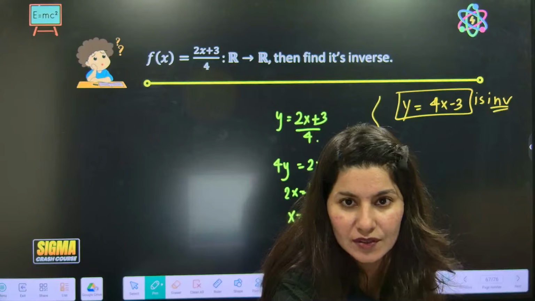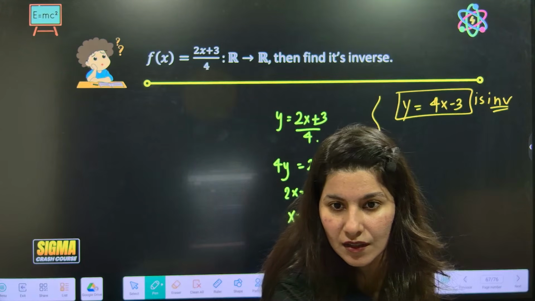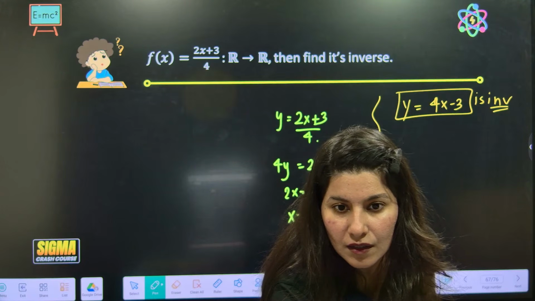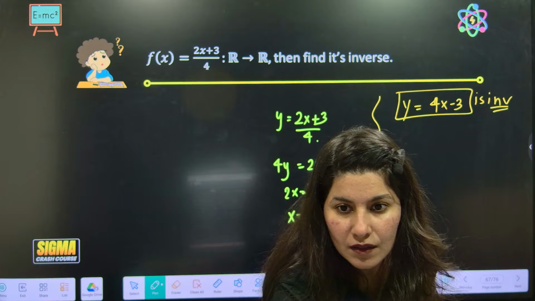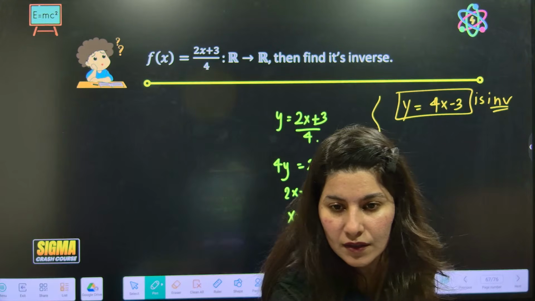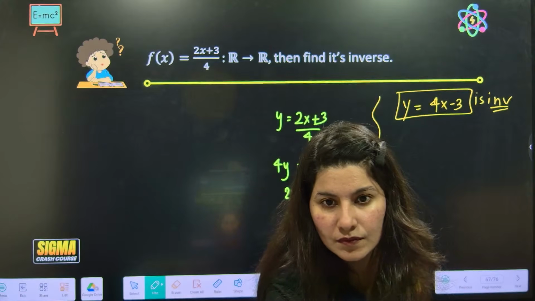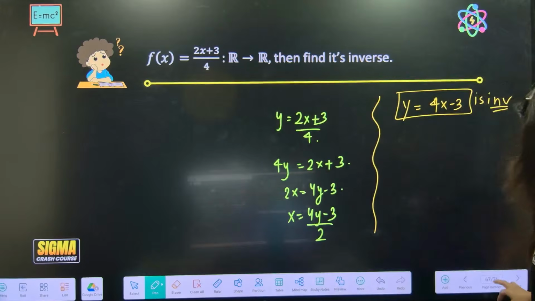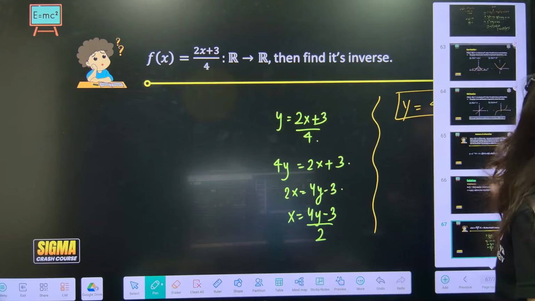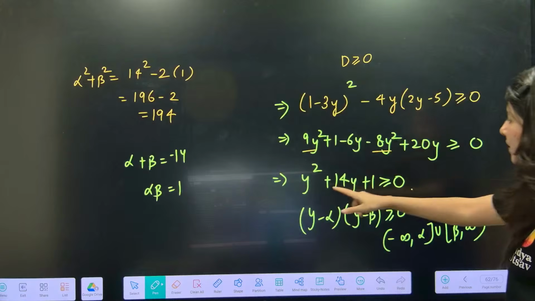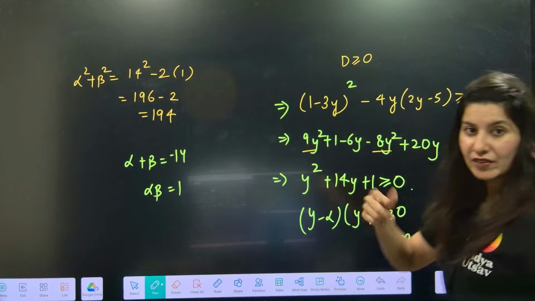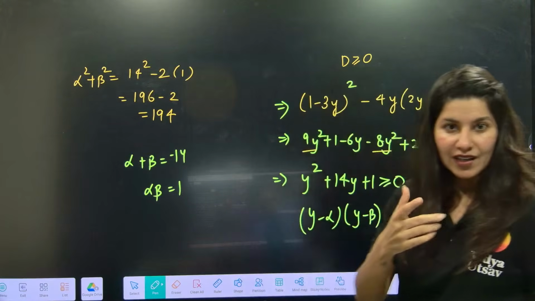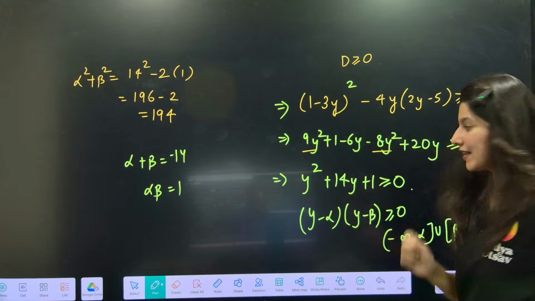Stream is not streaming here. Oops, I think there was some glitch in between. Okay, let me go back. So we were here, right? And we were trying to find out the value of alpha and beta. I thought I was live, but I was not live anyway.